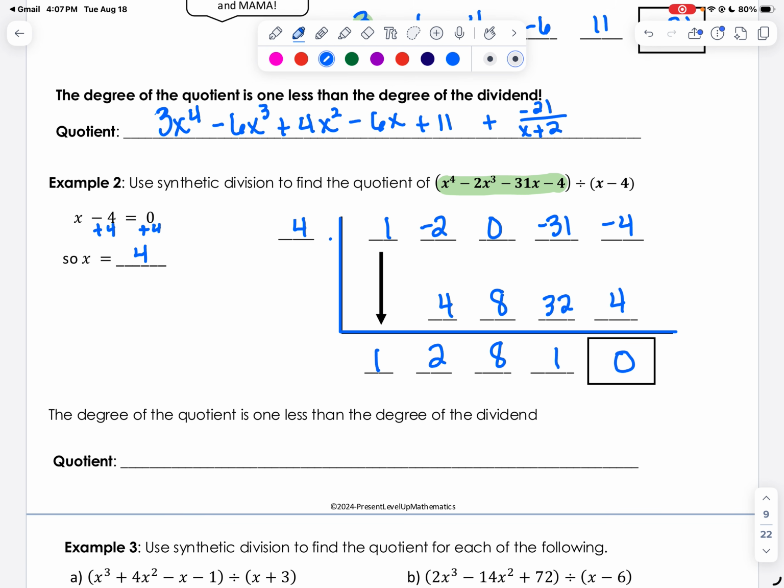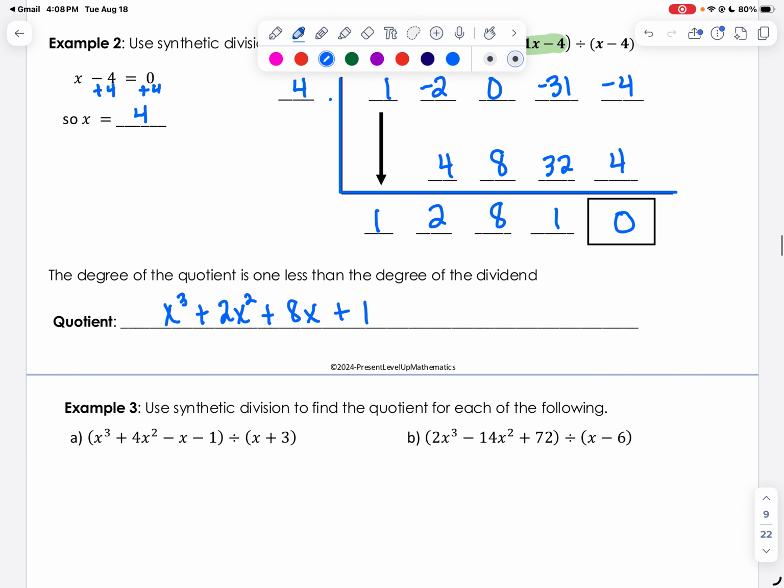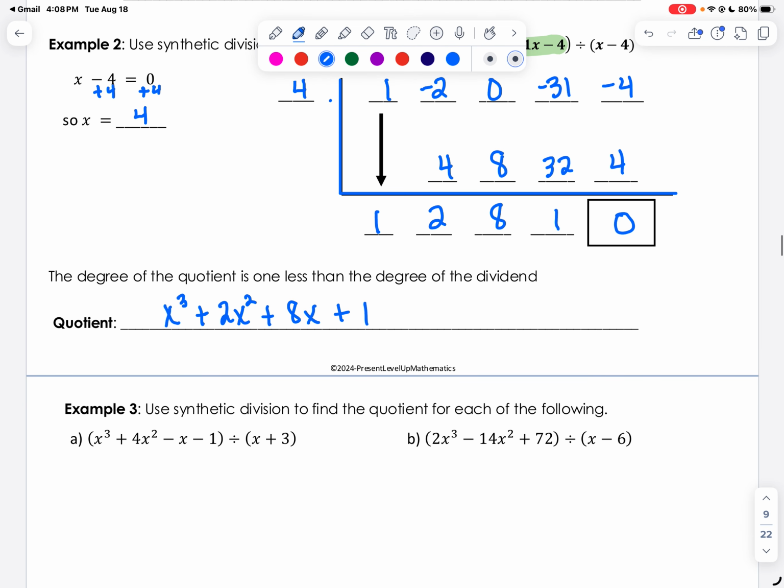So our original problem started with an x to the 4 power. That means our quotient must start with x cubed. So we're going to have a 1x cubed, or just x cubed, plus 2x squared plus 8x plus 1. Our remainder is 0, so that is our final answer: x cubed plus 2x squared plus 8x plus 1.